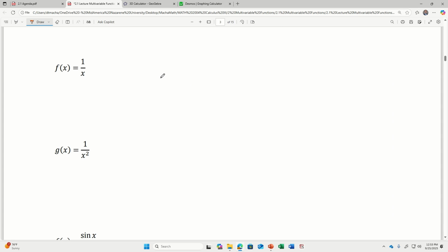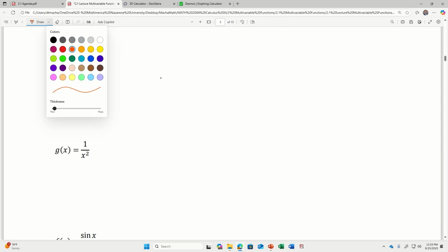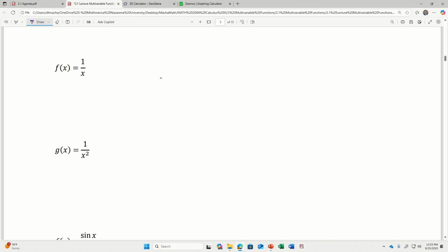What about this one, 1 over x? What's the limit as x approaches 0? Undefined. Because that graph looks like this, kind of. That's the point where x is equal to 0. Again, one side is shooting up to positive infinity, the other side is shooting down to negative infinity, and so it does not exist. You could say undefined, or you could say DNE for does not exist. Either way.